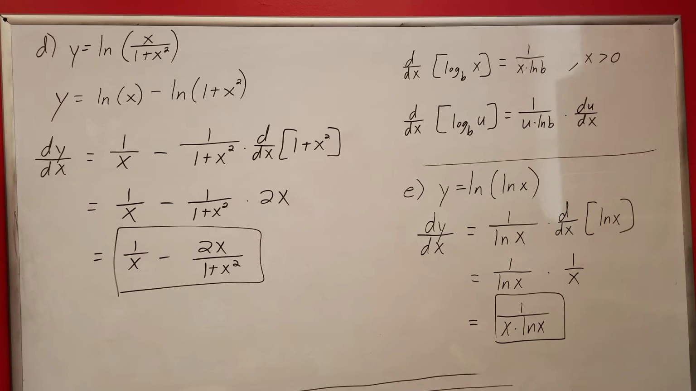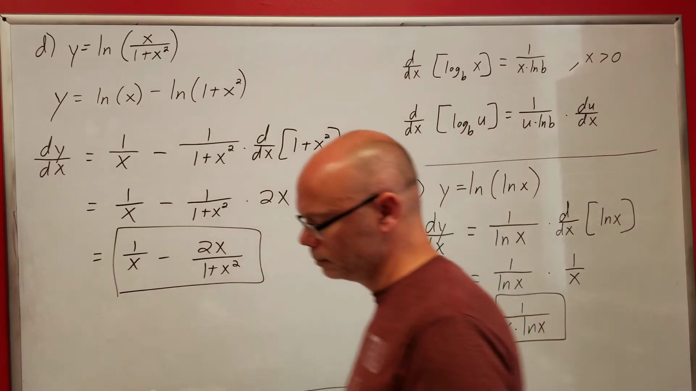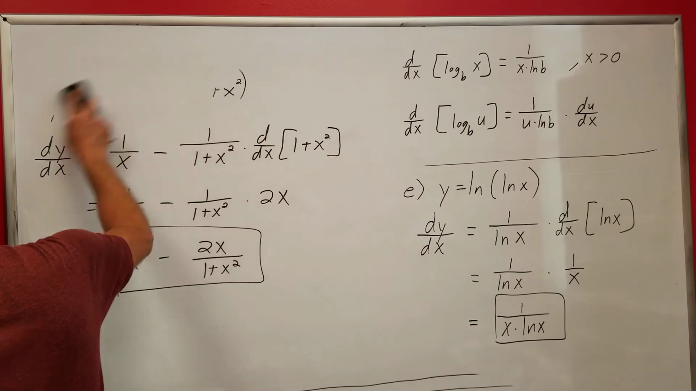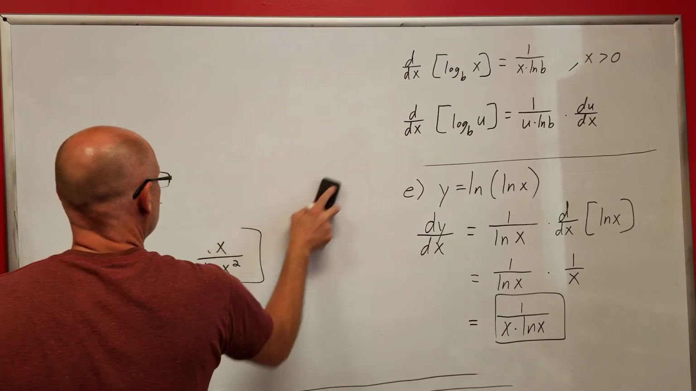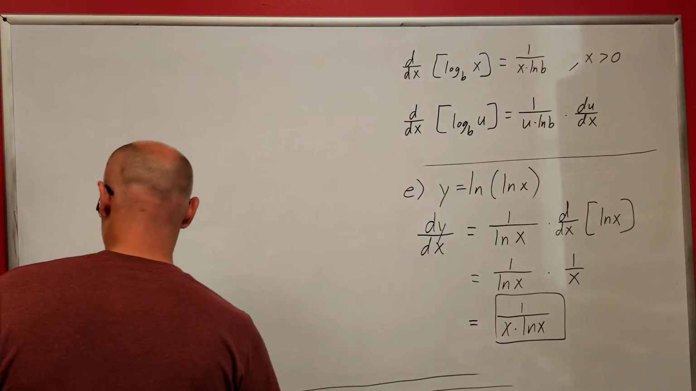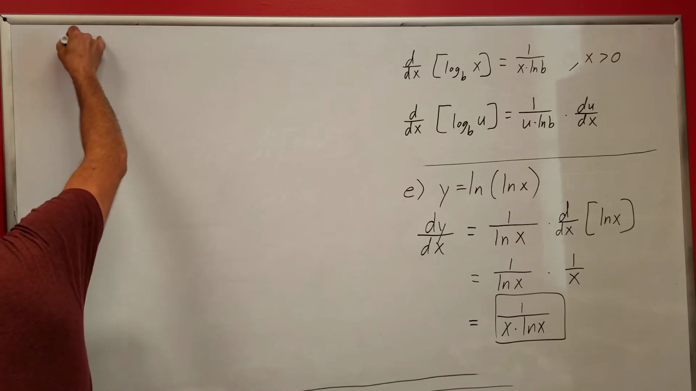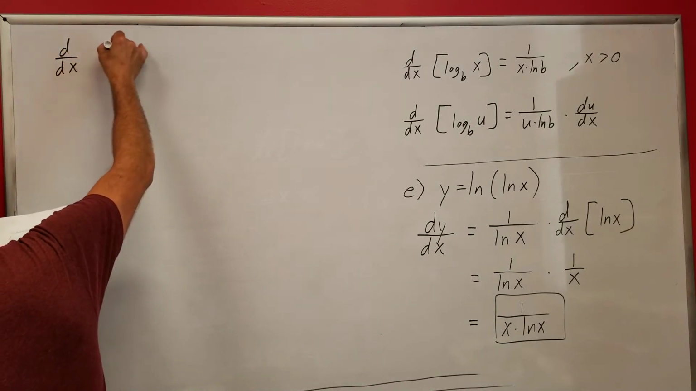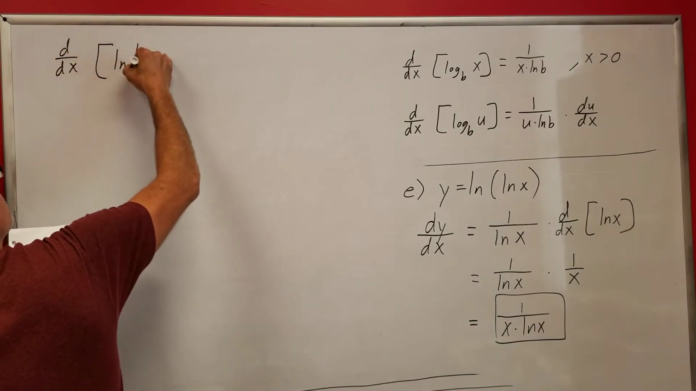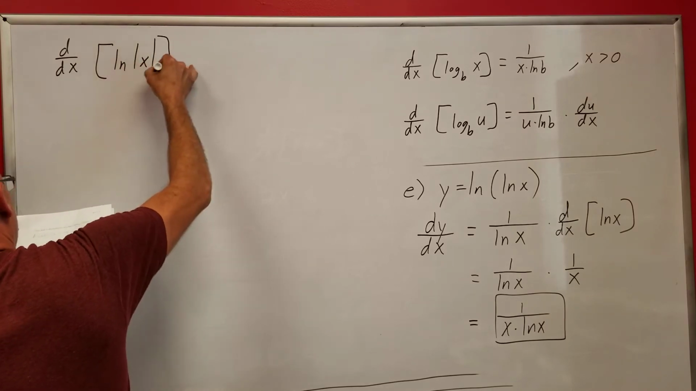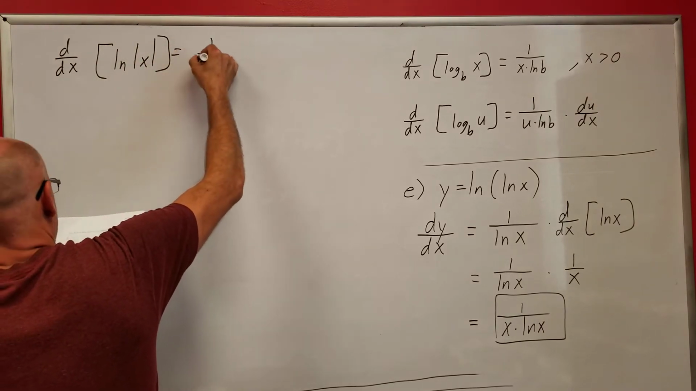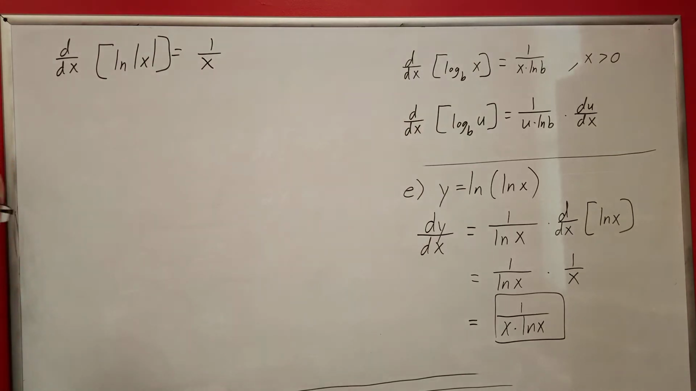Let's see, that was part E, right? All right, let's look at this rule now. The derivative with respect to x of natural log of the absolute value of x is going to equal 1 over x, if x is not equal to 0.